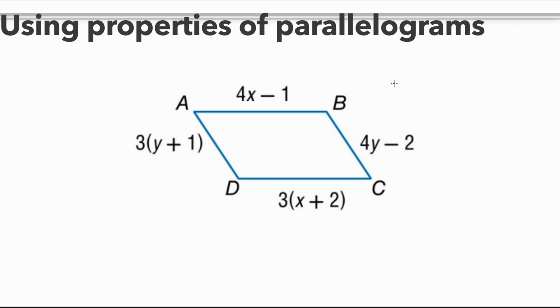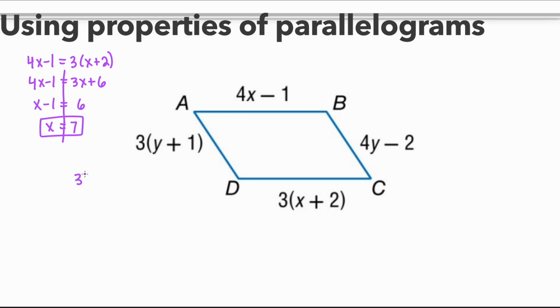So pause the video and you attempt this one and then hit resume to see the answer. So in this case, we know that opposite sides are equal to each other. So I'm going to set it equal. So I have 4x minus 1 equals 3x plus 6. I'm going to subtract 3x and I'll get 1x. And then I'm going to add 1 to both sides and x equals 7.